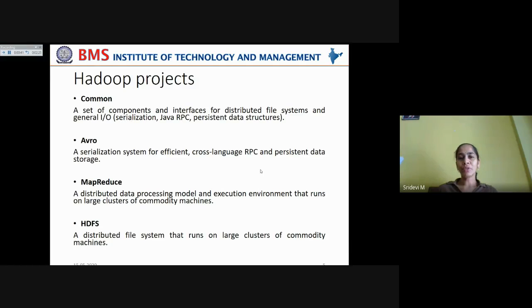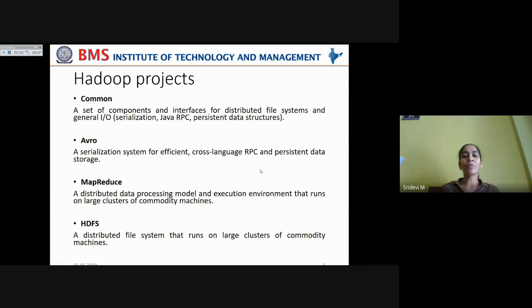Pay attention to these projects. Lots of questions may come from this. Why? Because each technology has its own set of features and they are meeting some good set of requirements from the clients. So you just see what each project is serving, what types of features it is having.